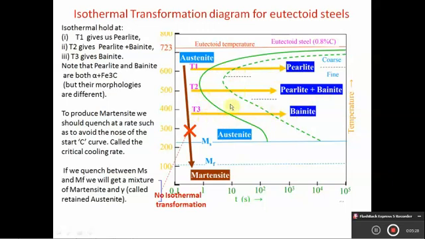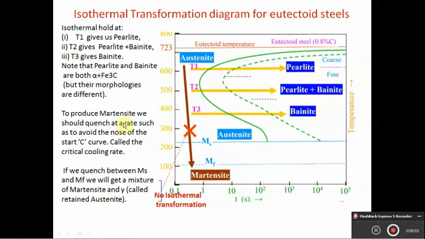bainitic structure. But when cooling takes place with this cooling rate, which is more than the critical cooling rate, there will not be any transformation from austenite to pearlite or bainite. Directly austenite will get transformed into martensite. This kind of transformation is not a constant temperature transformation, it is a diffusionless transformation. So the transformation of martensite occurs because of diffusionless transformation.